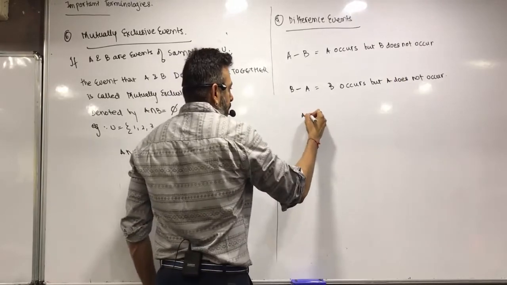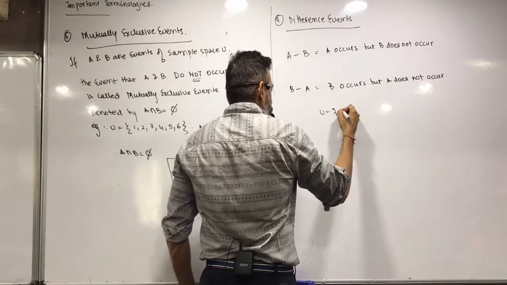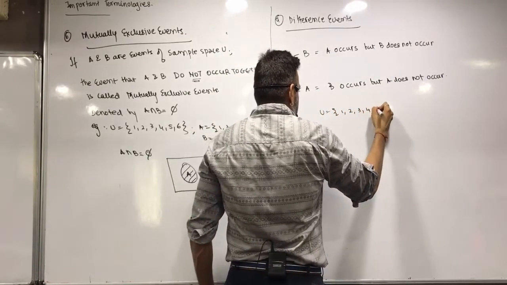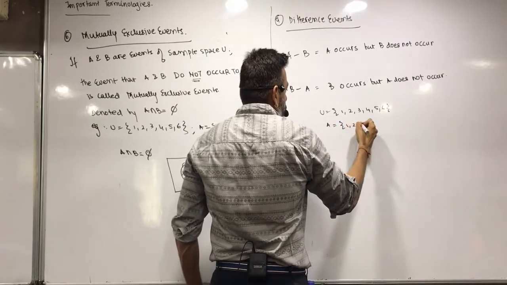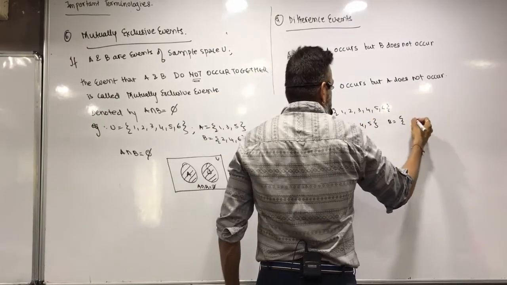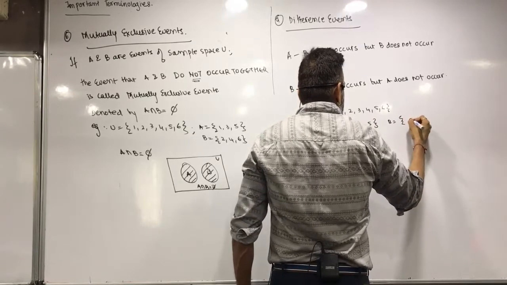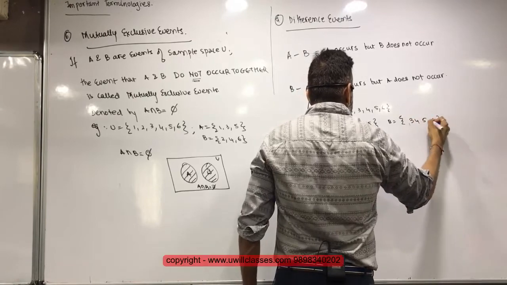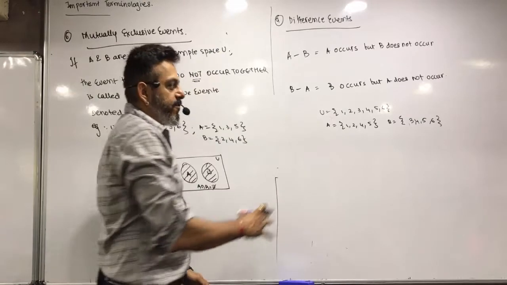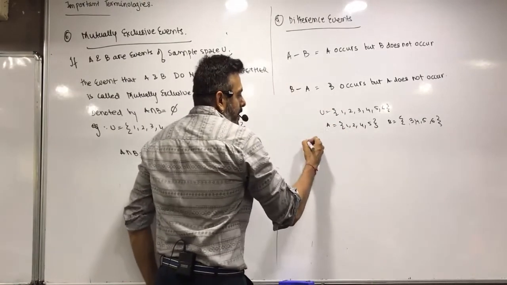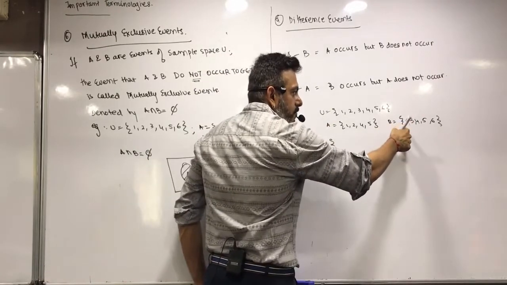Now, A minus B. I'll give an example. U is equal to 1, 2, 3, 4, 5 and 6. A is equal to 1, 2, 4, 5. B is equal to 1, 3, 4, 5, 6. पता चला? ये पता चला क्या किया मैंने? Okay, sample space है, उसके दो events हैं. A minus B is equal to A occurs but B does not occur.